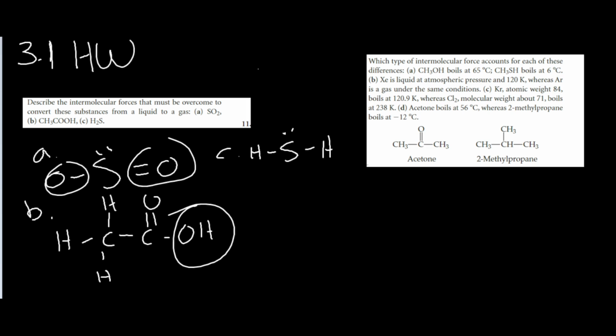And then for 18, it's asking for the IMF forces that account for these differences that should or shouldn't exist, I guess, or don't make sense to some people. So for A, we have CH3OH, which I think is methanol, and CH3SH. So it's asking, why does methanol have such a higher boiling point than CH3SH?